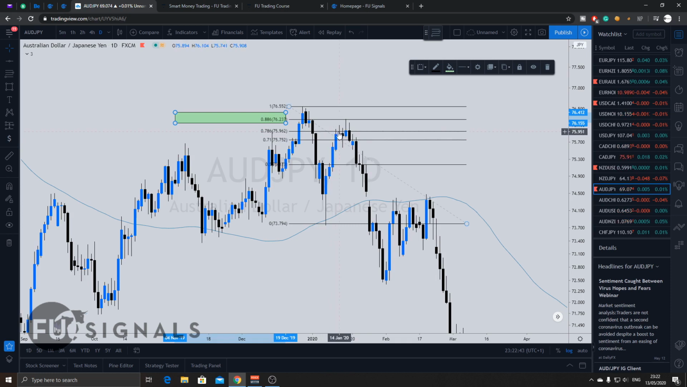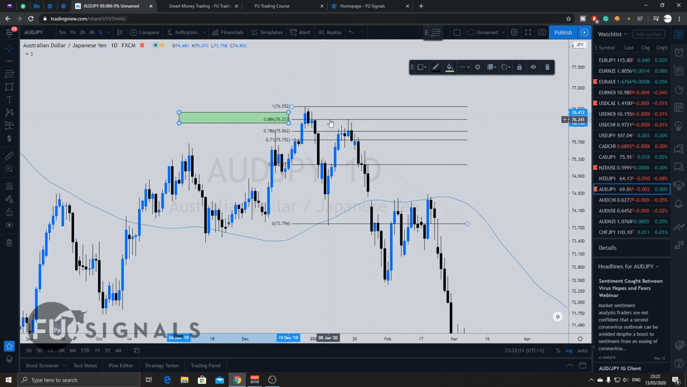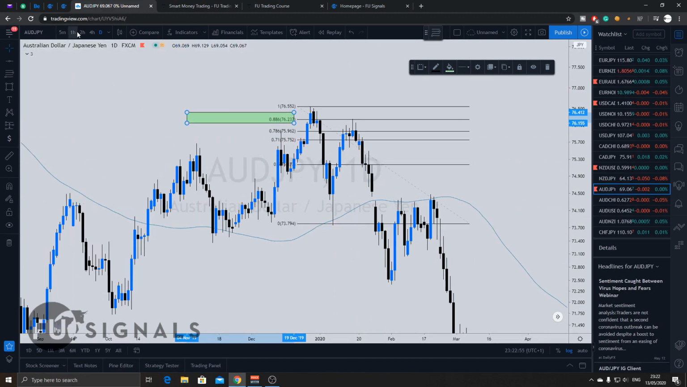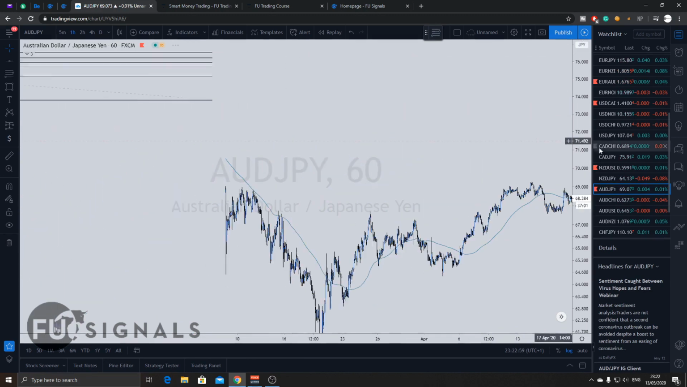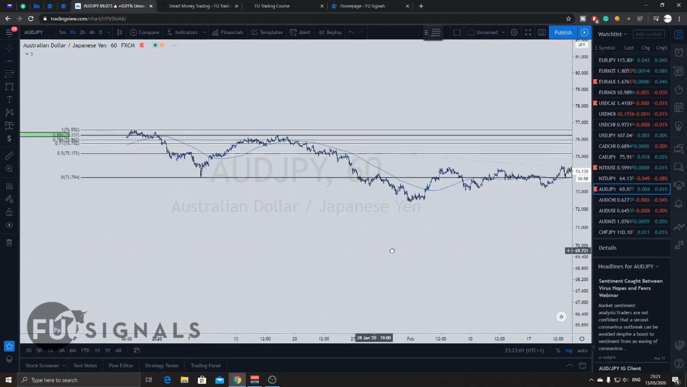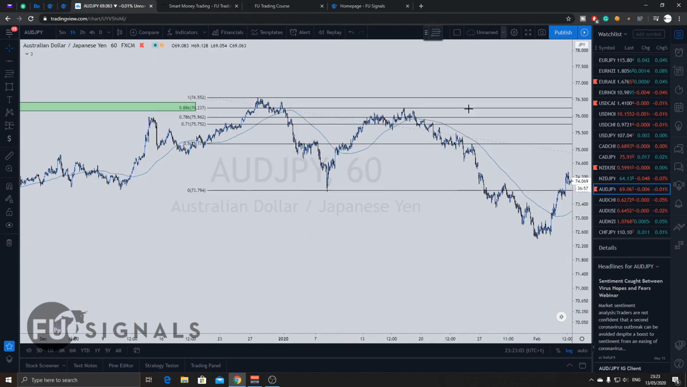Now we can see a lot of wicks. Price isn't closing above the 786, it's wicking. Then what does it do? One last big push up to the 886, absolute sniper entry, and price drops. There you go, and you could have gotten an entry there. If you missed it, you probably could have dropped down to the 1 hour time frame and been able to catch a re-entry, right?